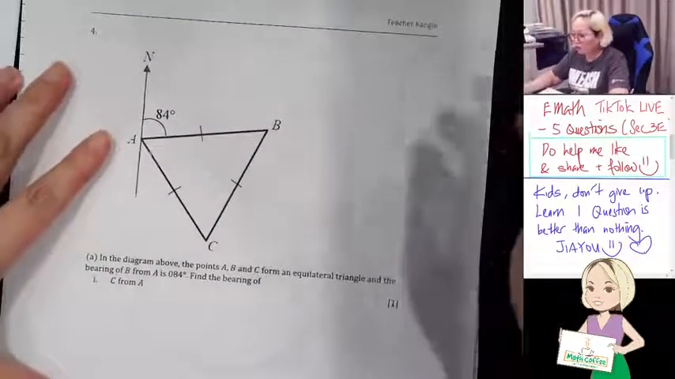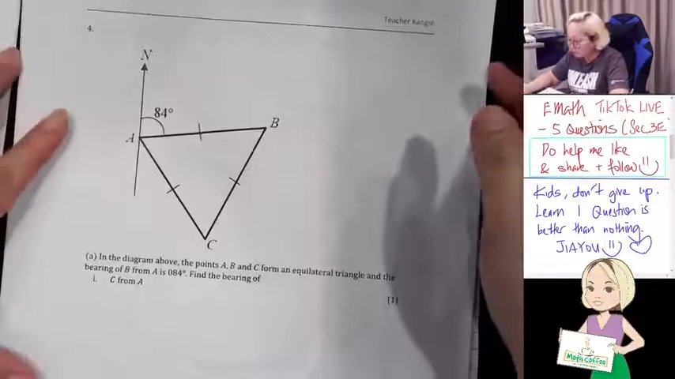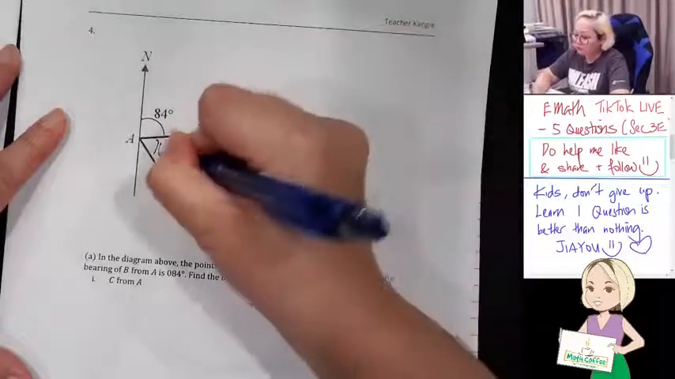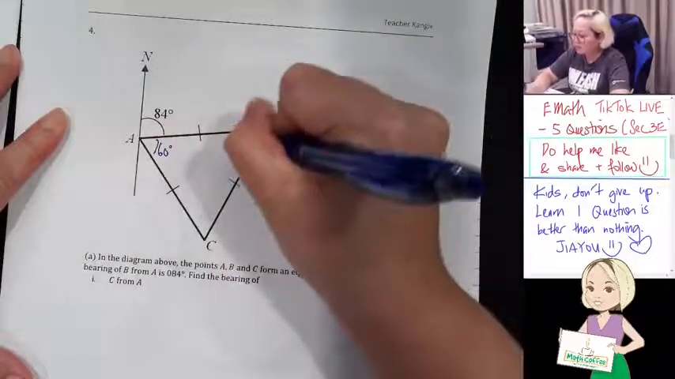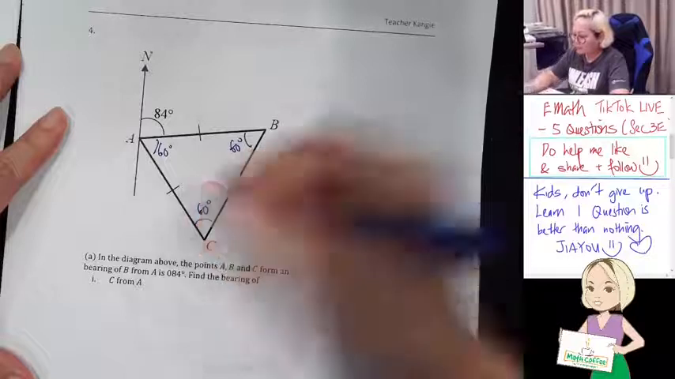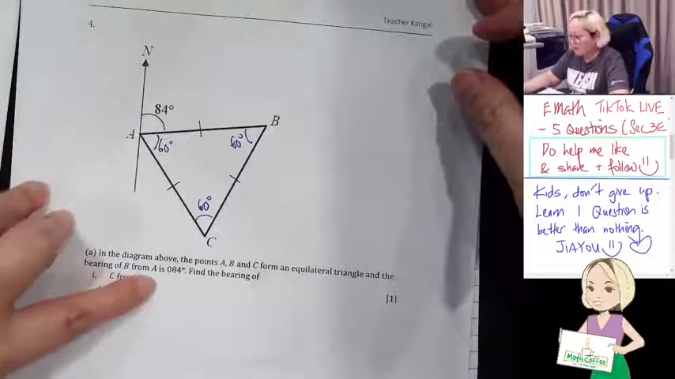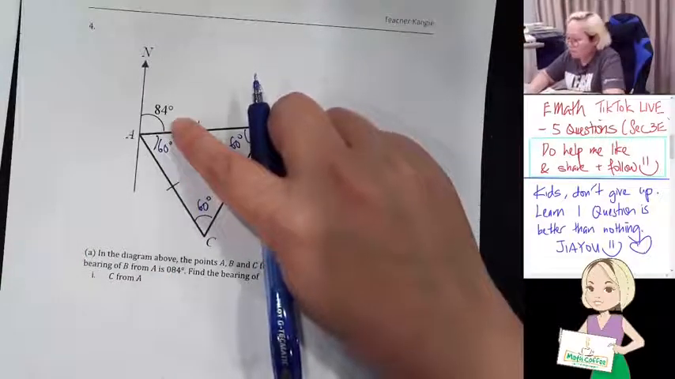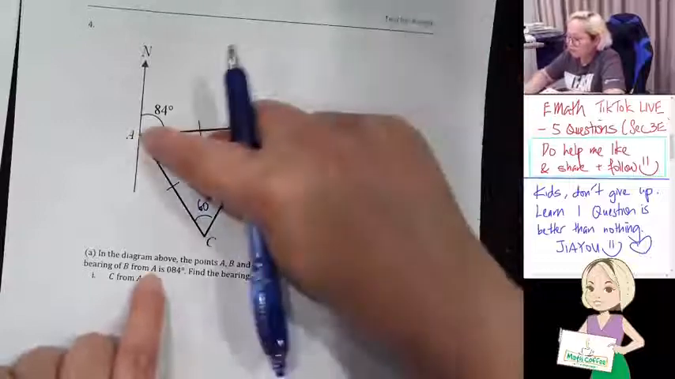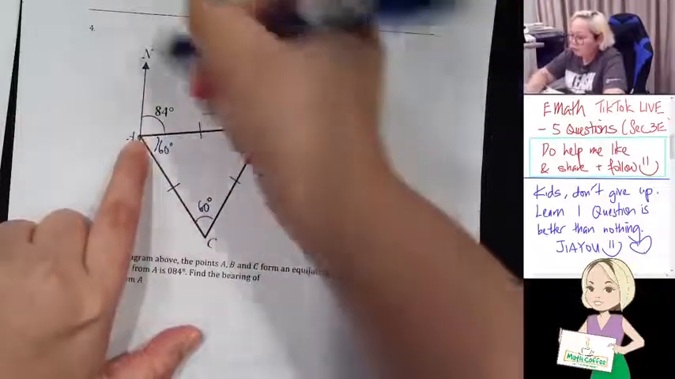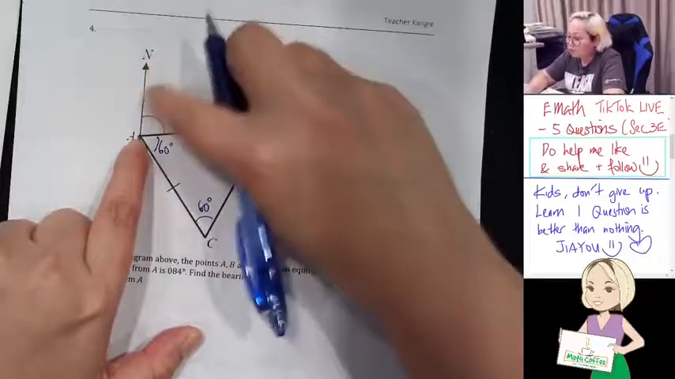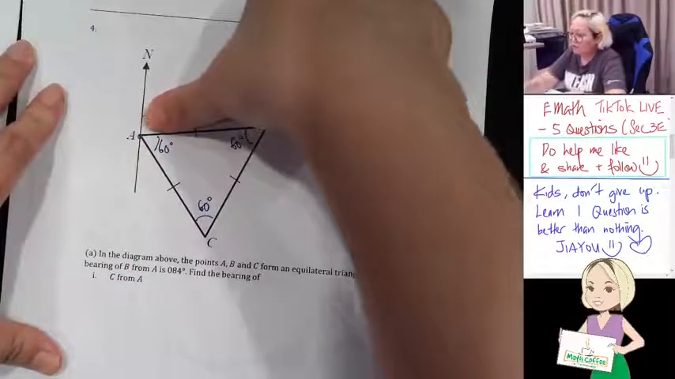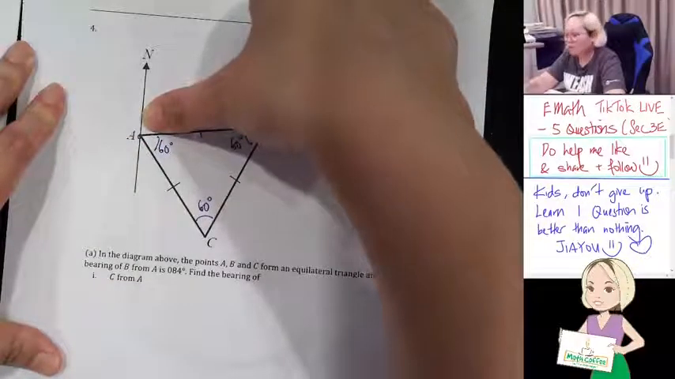Okay, let's continue. Question 4. In the diagram, the points ABC form an equilateral triangle. This one is pretty straightforward because we know an equilateral triangle has 60 degrees. And the bearing of B from A is 84. This is good because they help you put the 84. But you must know that when they say from A, you go to A, put the North Pole, which is already there, and then go clockwise. That's why here is 84. If they never put it in the diagram, you must know how to identify where your 84 is.